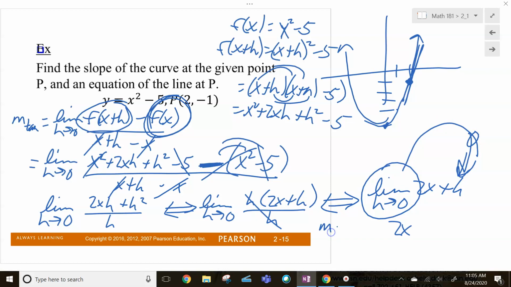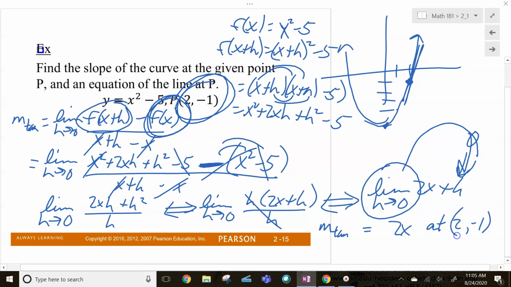So the slope of the tangent is 2x, but where's it at? It's at the point, now I use the point, 2, -1. So that's the equation of the tangent line, anywhere I want. Where do I want it at? This x value. So the slope is 2 times 2. The slope is 4.